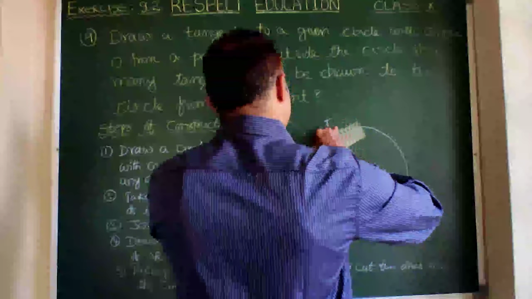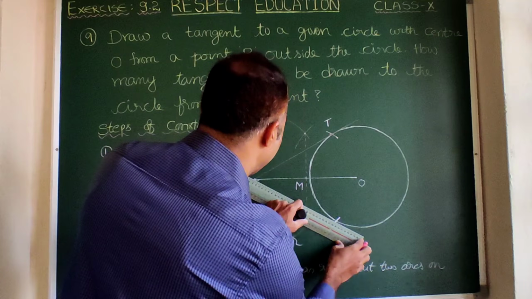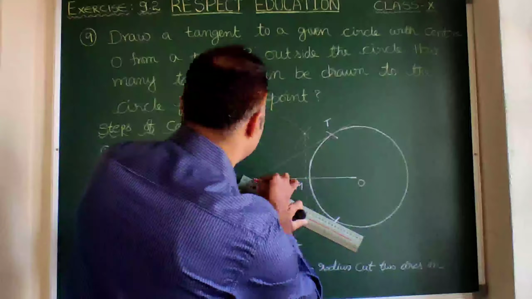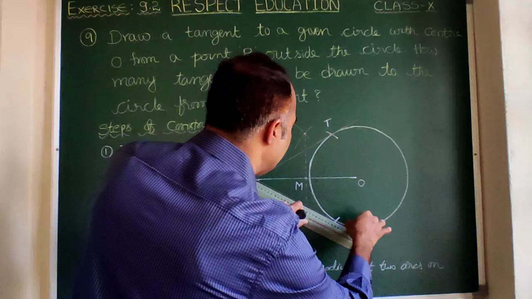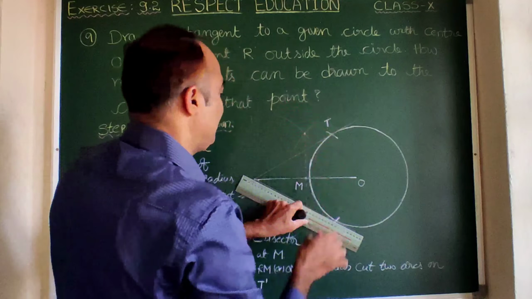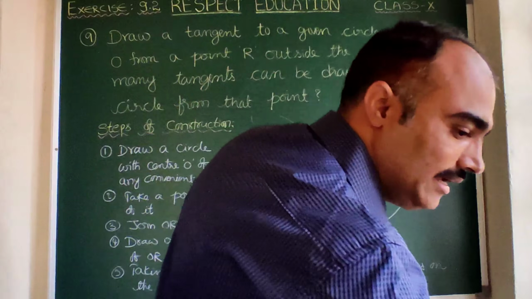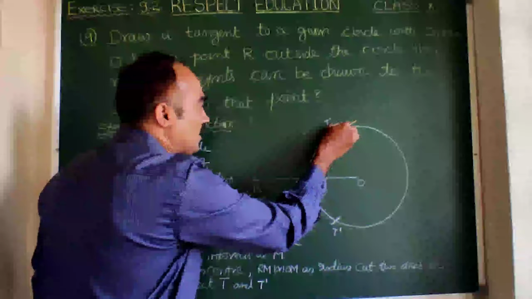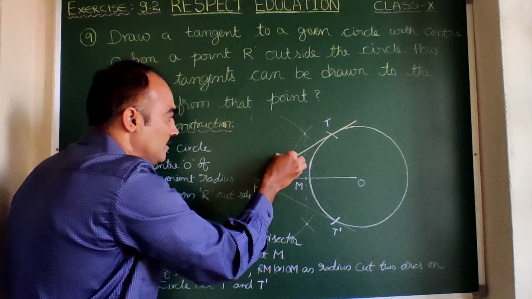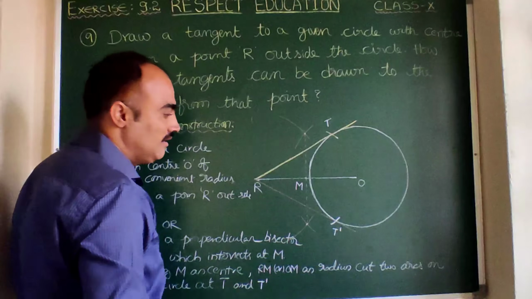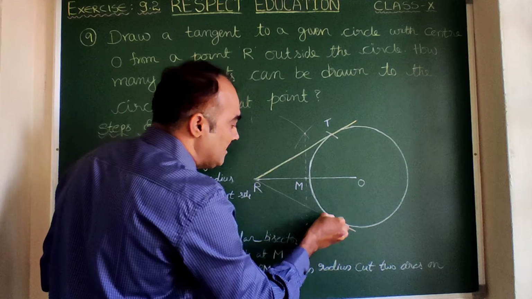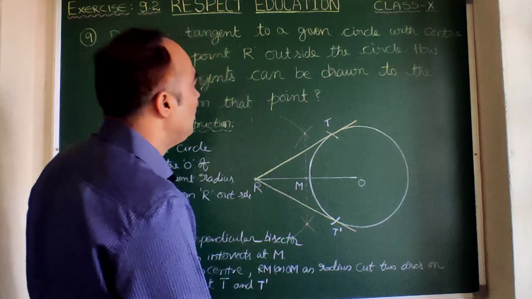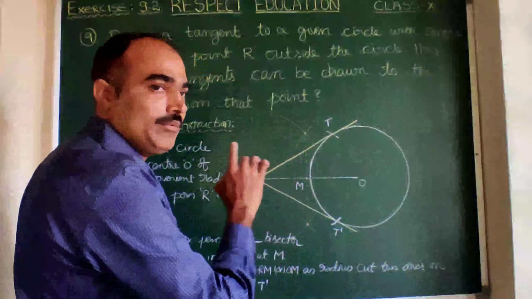This is one of the tangents, and the second one is RT dash. This is another tangent. This is how we can draw the tangents to the given circle. Observe carefully. This is one of the tangents named as RT. And this is the other tangent, which is named as RT dash. This is how we can draw tangents from an external point.